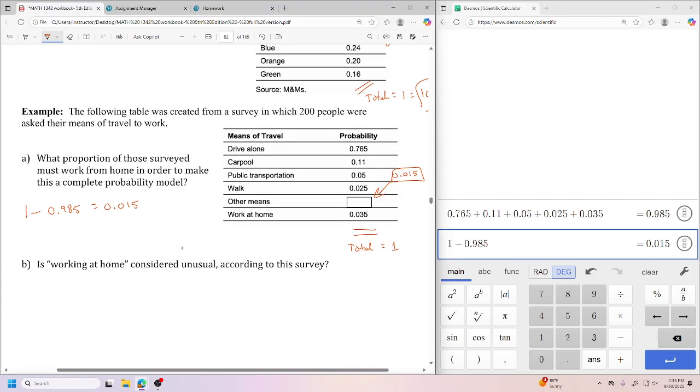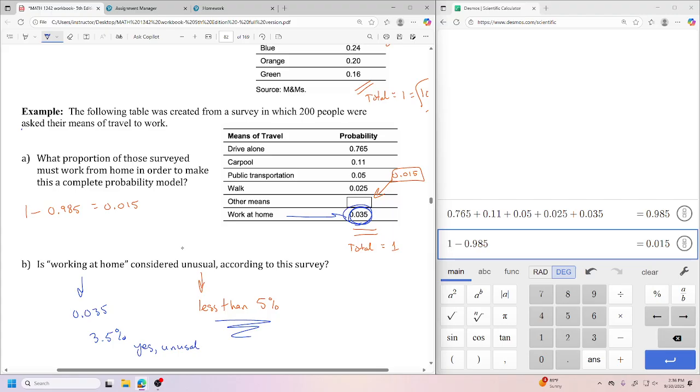Now, this is an interesting question. It says, is working at home considered unusual? And really, it's the numerics. Unusual means less than 5%. I'm just reminding you, I think we talked about this a long time ago, but less than 5% is what they're saying. Well, work from home, if you go and look, work from home is this guy. So the work from home is 0.035, or if you wanted to convert it, isn't that 3.5%? So is that less than 5%? Yeah, that's less. So I would say this is, yes, unusual.